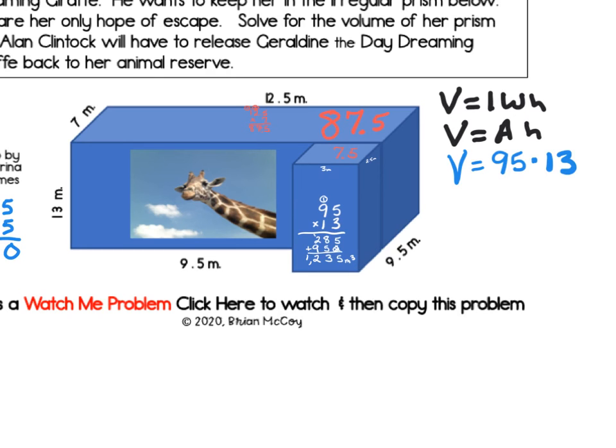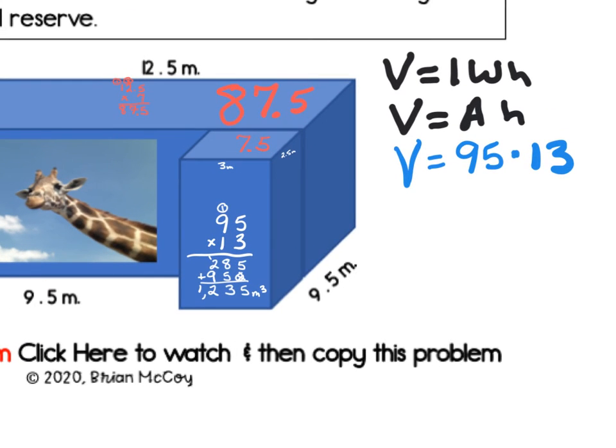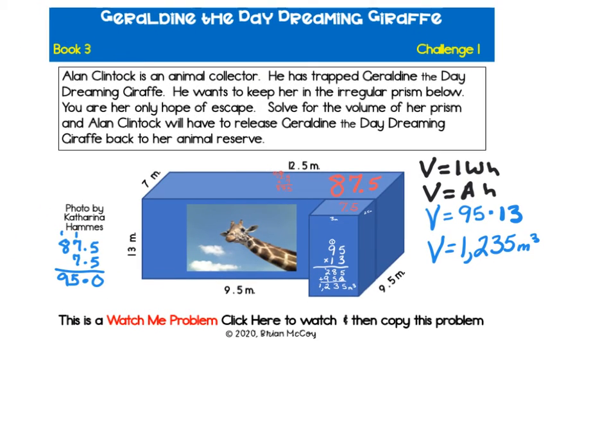So let's go ahead and just plug in our answer. And this is the best part because we're all done now. V equals 1,235 meters cubed. And that, my friends, is the volume of Geraldine the Daydreaming Giraffe's trap that is an irregular prism, and it is her trap that she's trapped within. And hey, we have just released her because we solved for the volume correctly, and that is wonderful. So now Alan Clintock has to release her back to the animal reserve, and that is lovely for Geraldine, my friends.